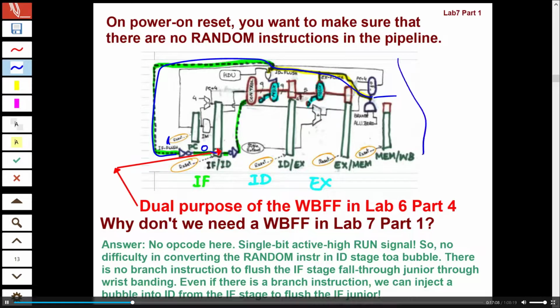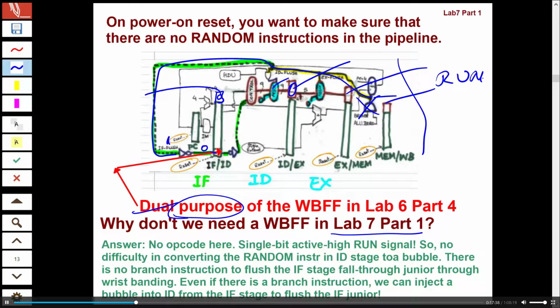So that is the case with the 5-stage pipeline, and the question is, what is the case with Lab 7 Part 1? In Lab 7 Part 1, there is no branch instruction, so it's not dual purpose, single purpose. But that single purpose is also not true, because very much like this, you have this which you can clear. So all this is the run signal.